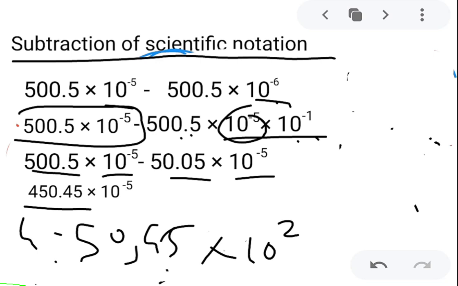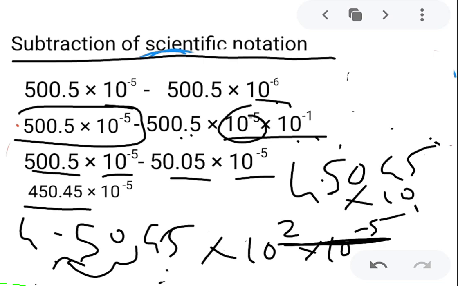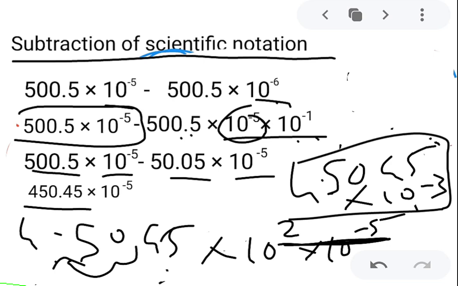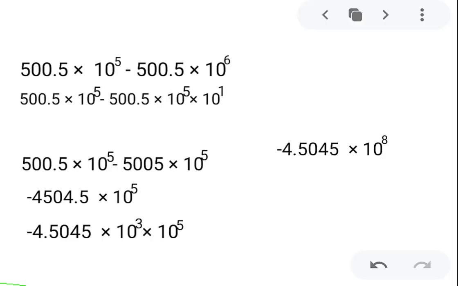Why? Because 2 points I have shifted to left, and over here it is 10 raised to minus 5. So ultimately my answer becomes 45045 into 10 raised to minus 3. Done. Now, see, this is the subtraction which we have already done, right?